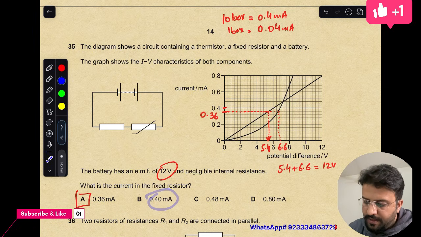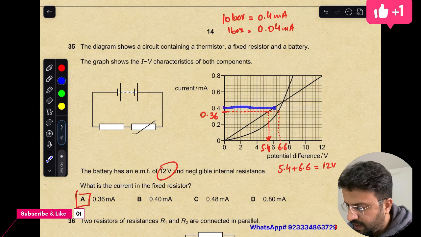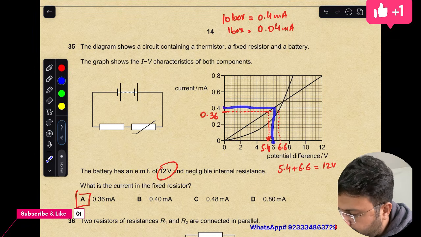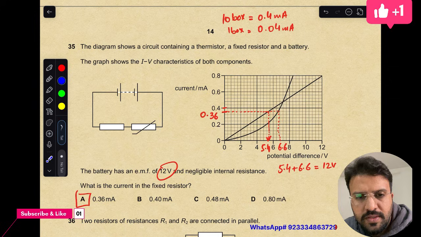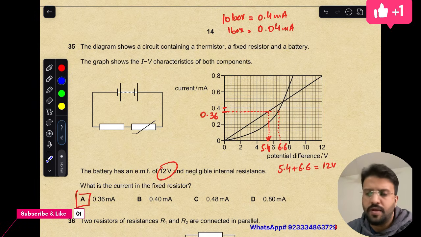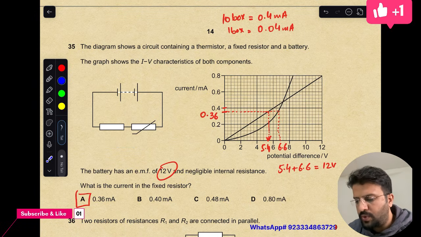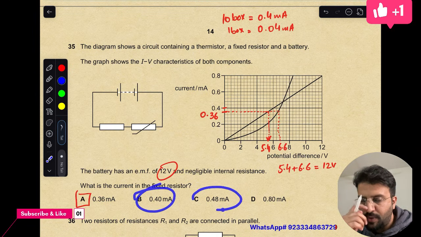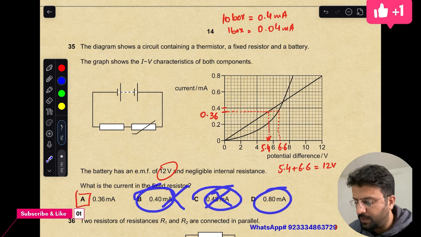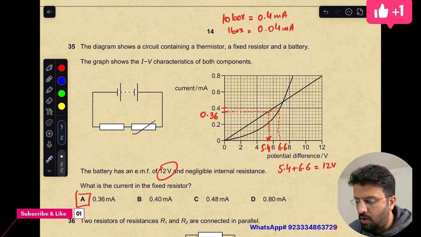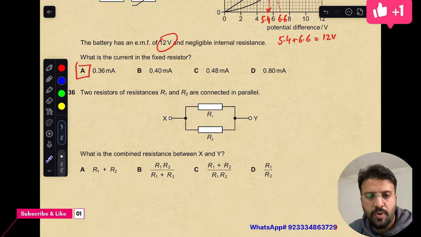You can check other options as well, like 0.4. If 0.4 is there, you will see the voltage is somehow 6, and the voltage for the thermistor is 6.5 something. So 6 plus 6.5 will be greater than 12. The total voltage among the components will not be greater than the provided EMF. This is the basic rule, so it will not be the option. You can check other options as well, they're all incorrect. This is the correct option, option A.